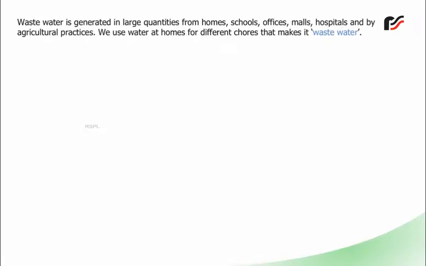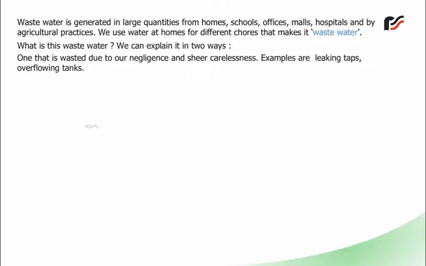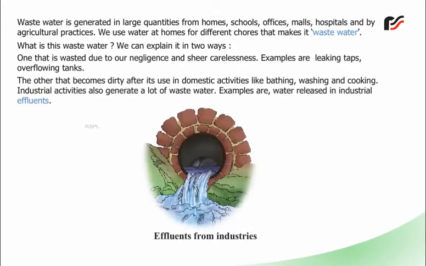Wastewater is generated in large quantities from homes, schools, offices, malls, hospitals, and by agricultural practices. We use water at homes for different causes that make it wastewater. What is this wastewater? We can explain it in two ways. One that is wasted due to our negligence and sheer carelessness. Examples are leaking taps, overflowing tanks. The other that becomes dirty after its use in domestic activities like bathing, washing, and cooking.